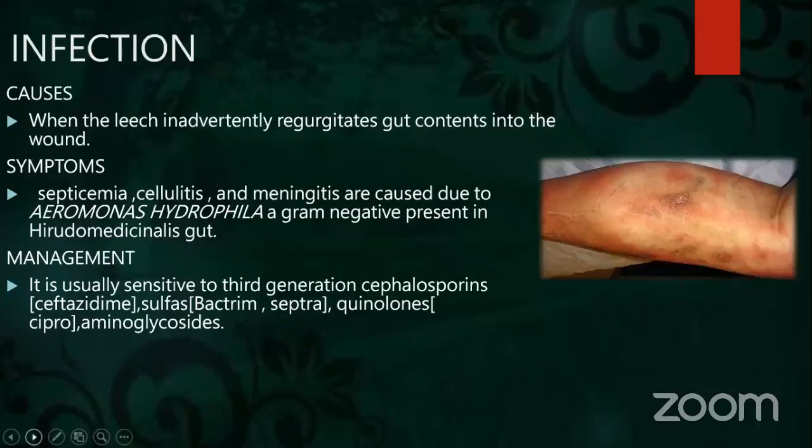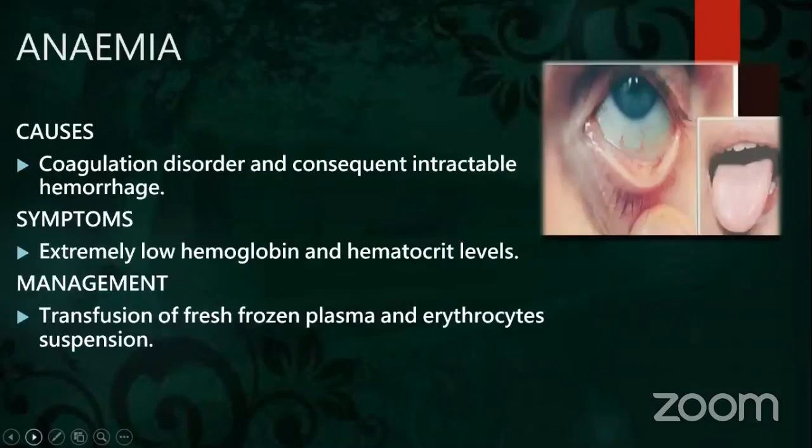This is infection. As I said previously, when we don't check parameters like BT, CT, Hb, and ESR, it may lead to infection if it is not done properly. When the leech inadvertently regurgitates gut contents into the wound, it may cause infections like septicemia, cellulitis, and meningitis. Management: it is usually sensitive to third generation cephalosporins, and you can give aminoglycosides, etc. Next slide.